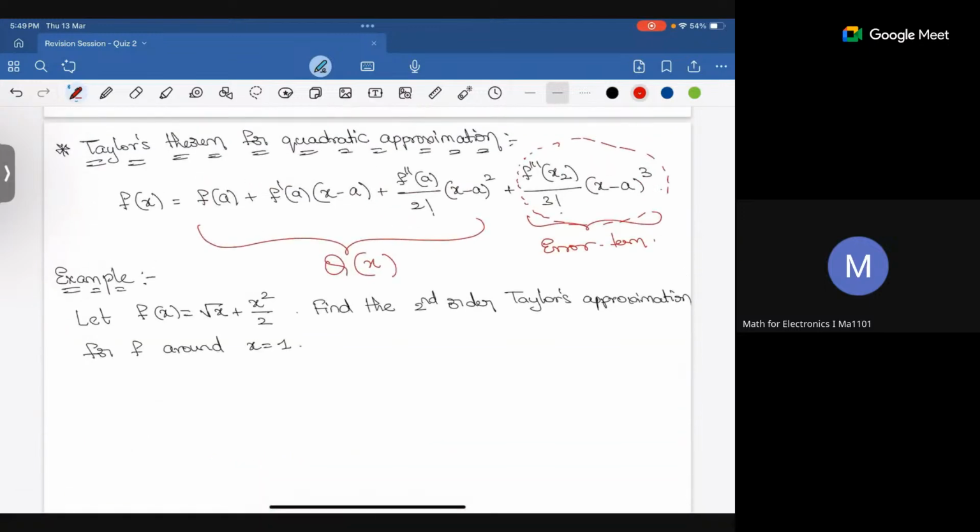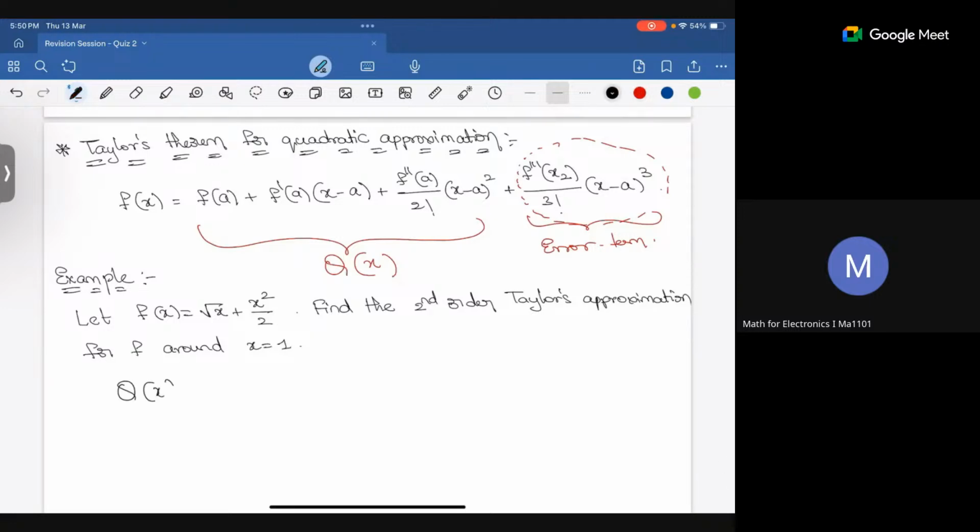Okay, so again the example is, you have f of x to be square root x plus x square by 2. You have to find the second order Taylor approximation for f around x is equal to 1. So when we say second order Taylor approximation for f around x is equal to 1, it means that we are asking you to compute the quadratic approximation, and then the error term will be f triple prime of x2 divided by 3 factorial into (x minus a) whole cube. Okay, so the same approach we follow.